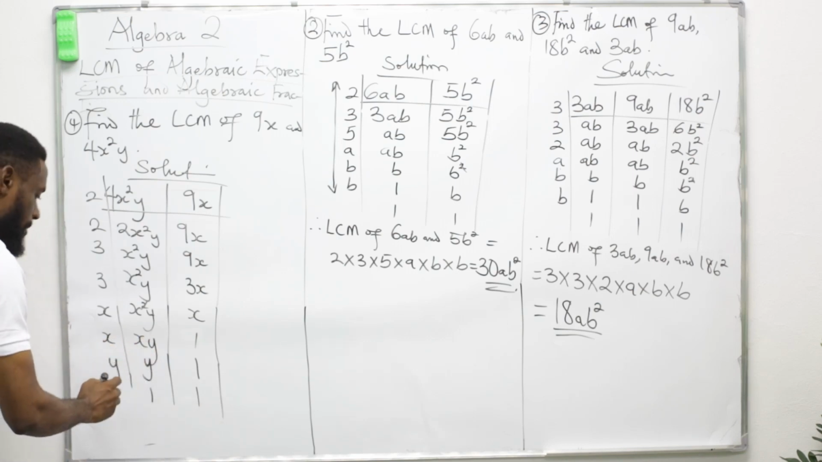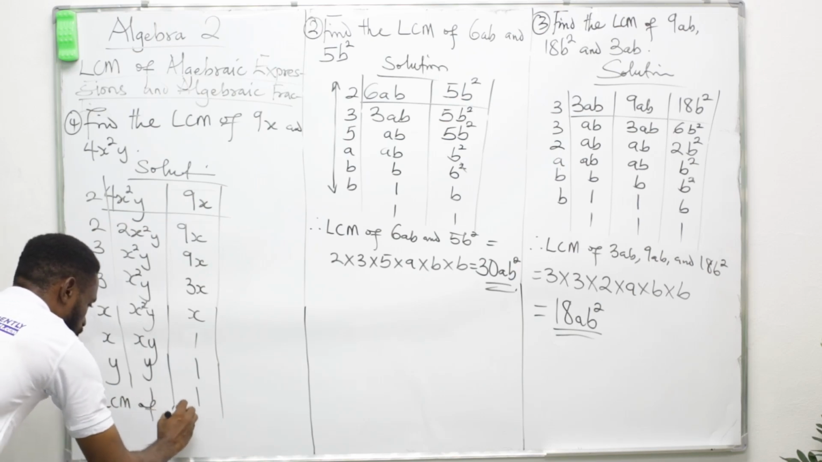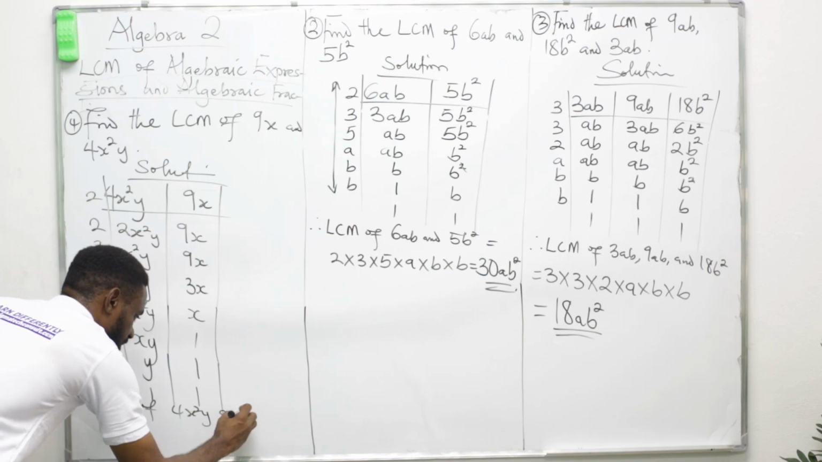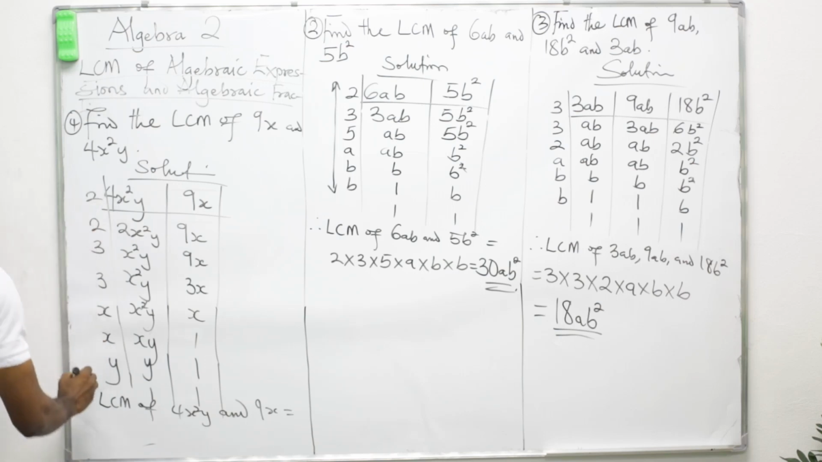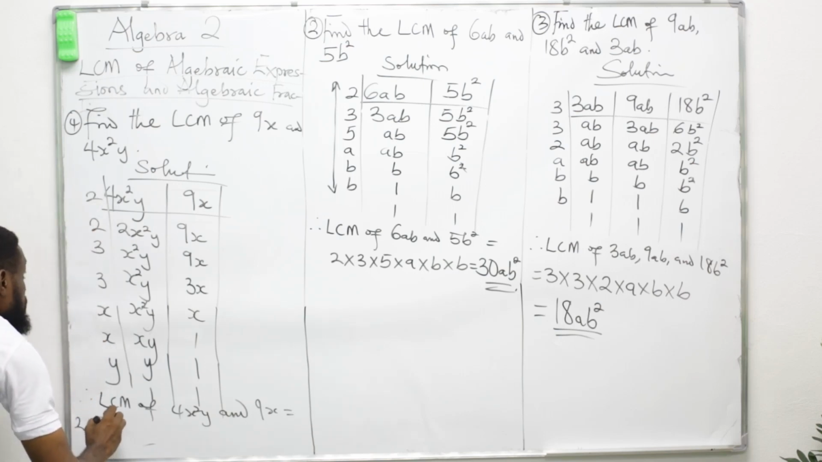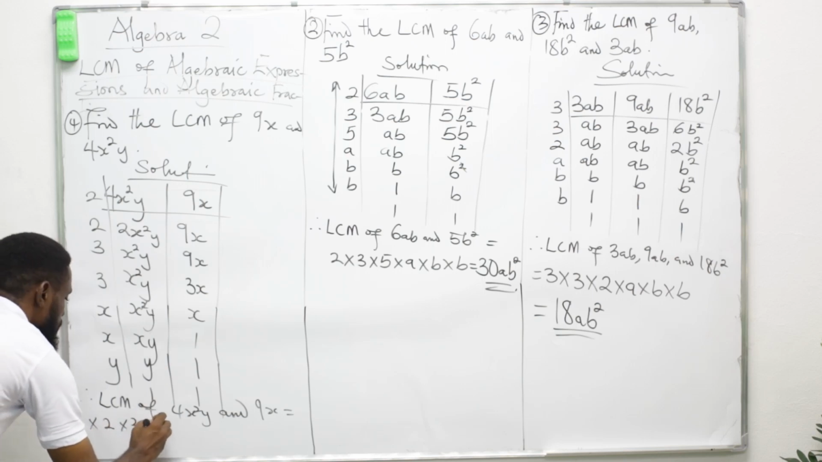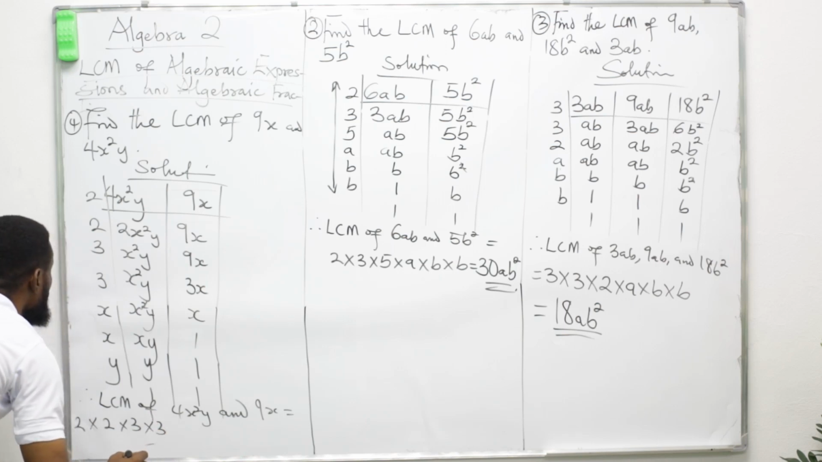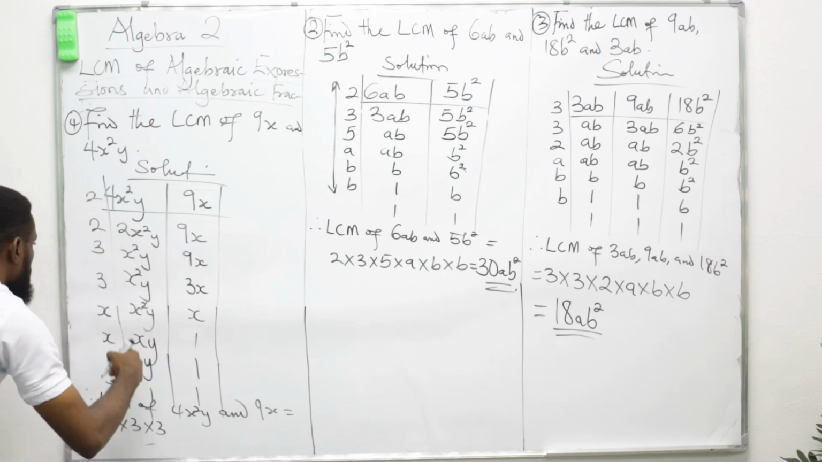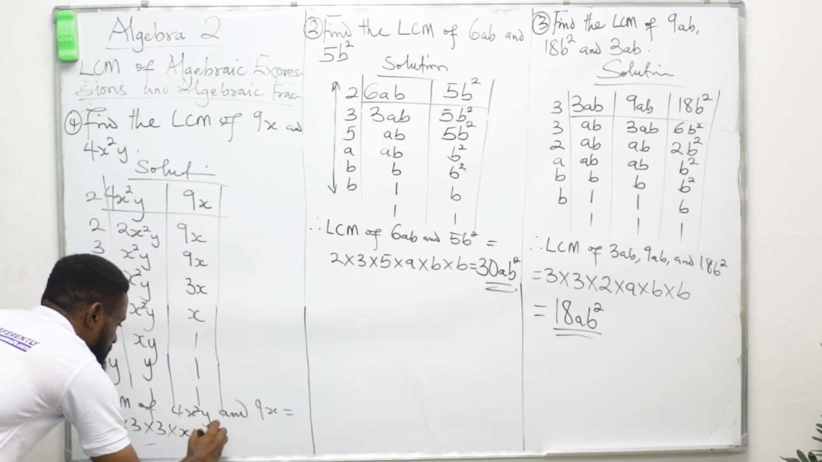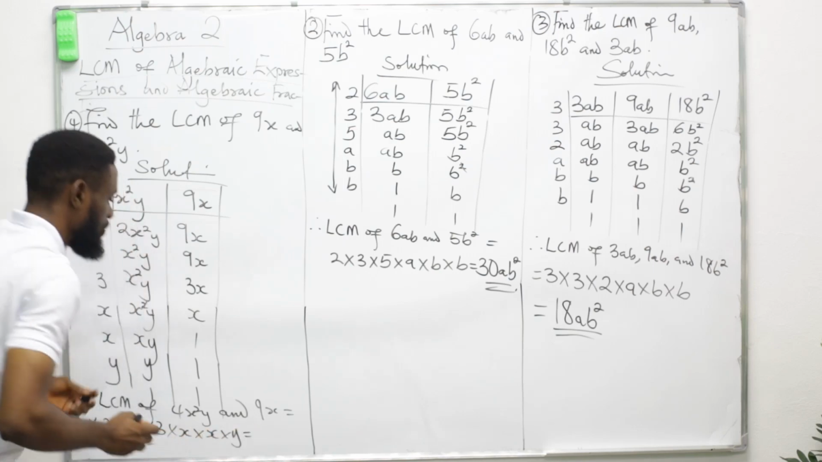Okay? So we say, therefore, LCM of 4x squared y and 9x is equal to this. Okay? 2 times 2 times 3 times 3, okay, times 3, 1, 2, 3, 4, 1, 2, 3, okay, times x, and times what? y. So let's see what this gives us now.